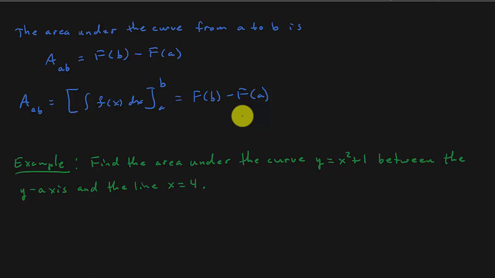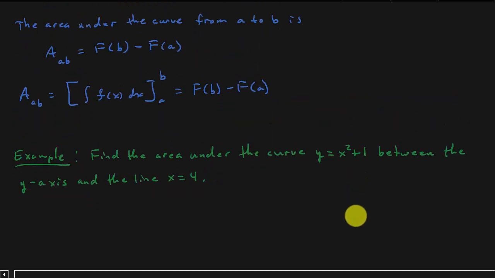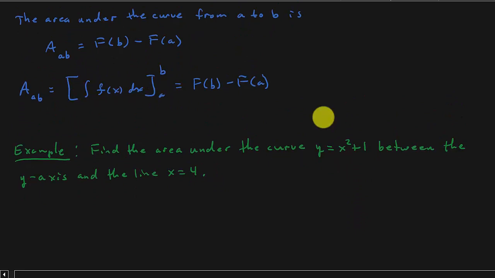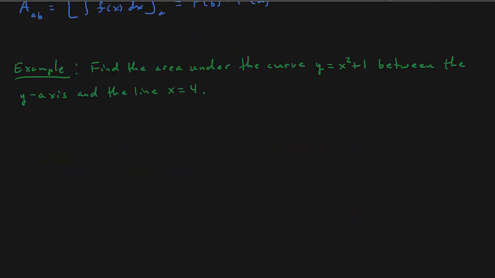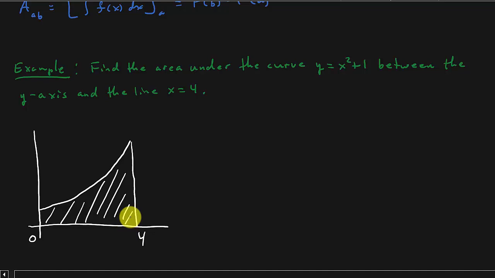Okay, so let's look at this. Find the area under the curve y equals x squared plus 1 between the y-axis and the line x equals 4. So that's what we just did. That's the problem we just worked. But we're going to use this instead. If you look at the graph, we're going from 0 to 4. We're looking for this area right here, and we're not using rectangles. So we've got the area from 0 to 4.